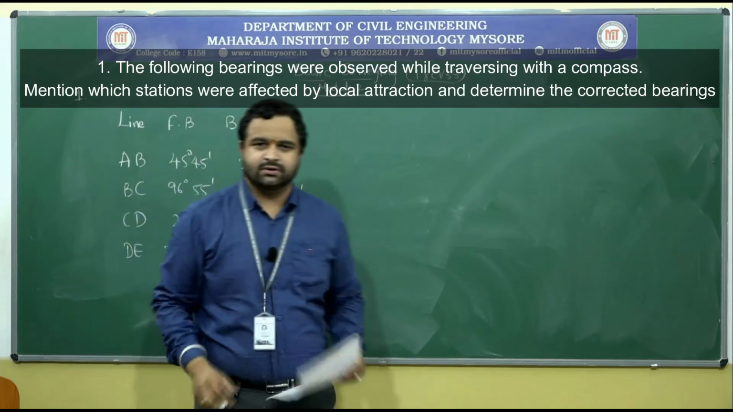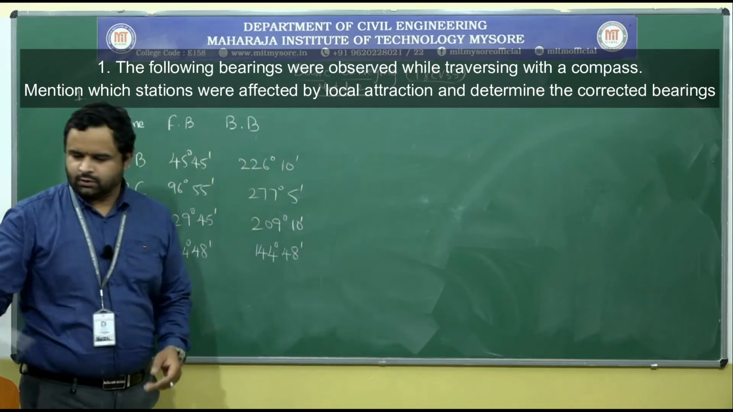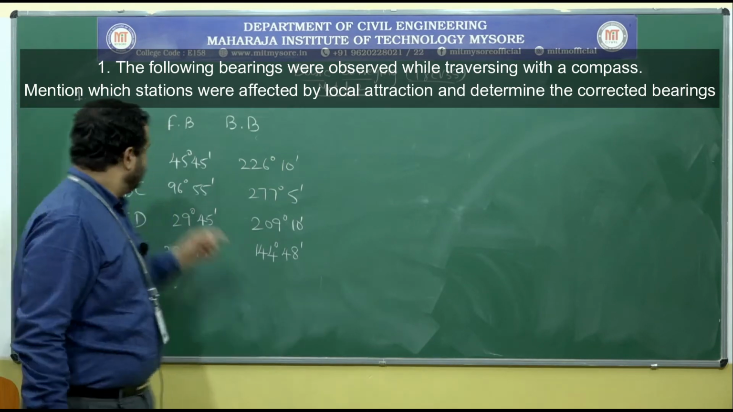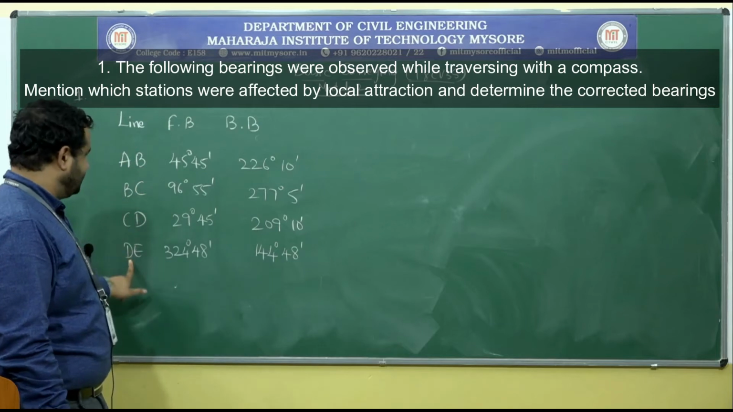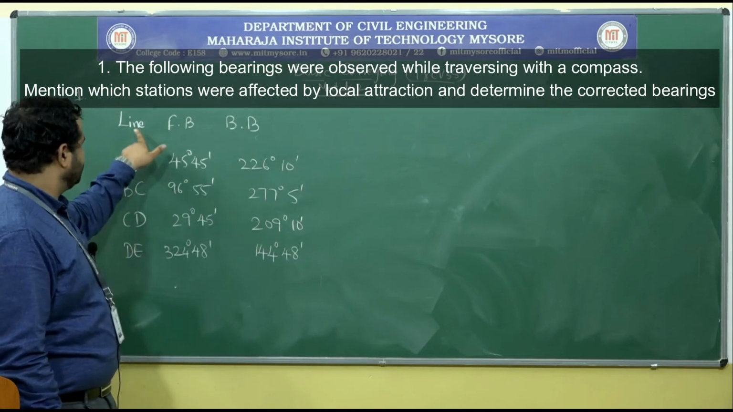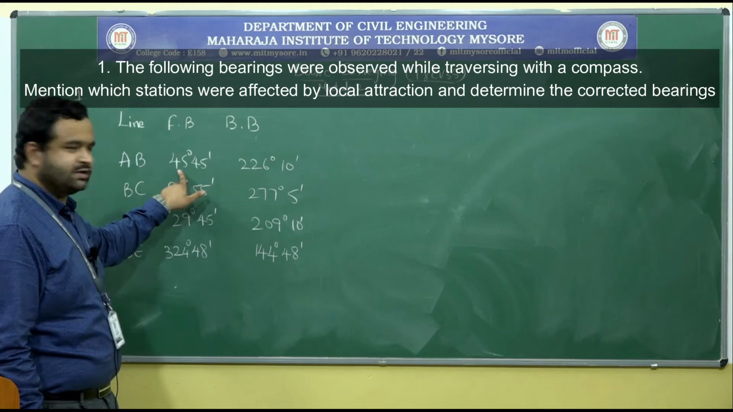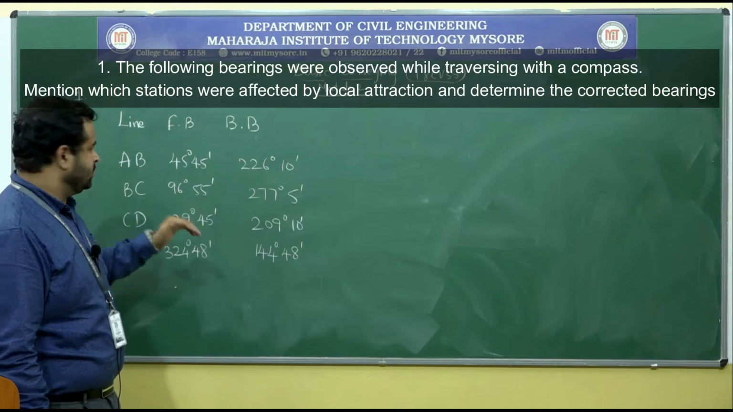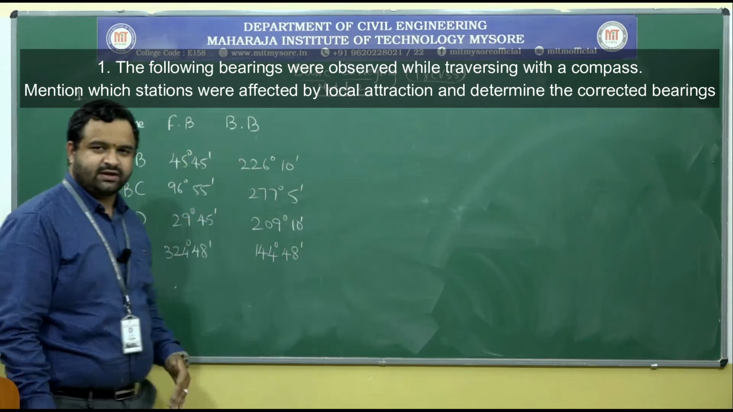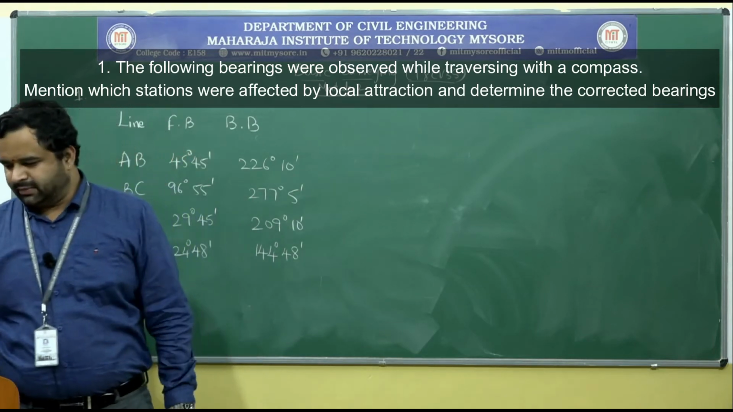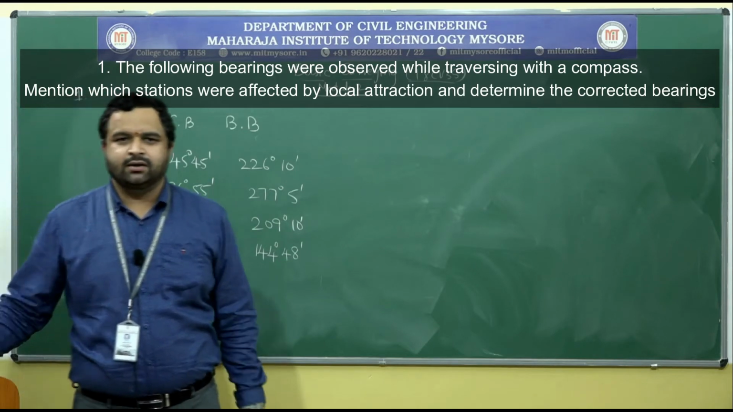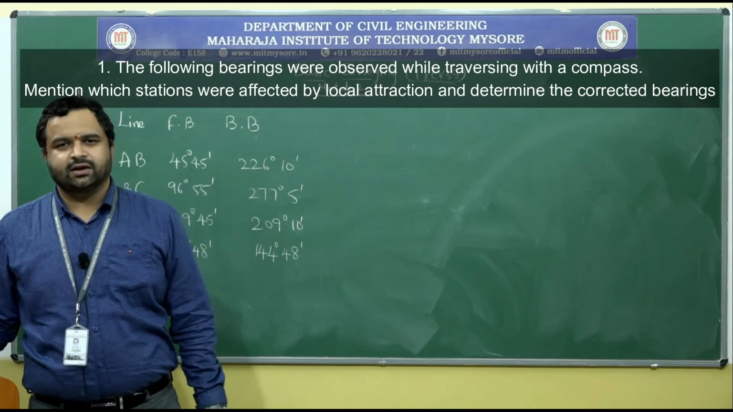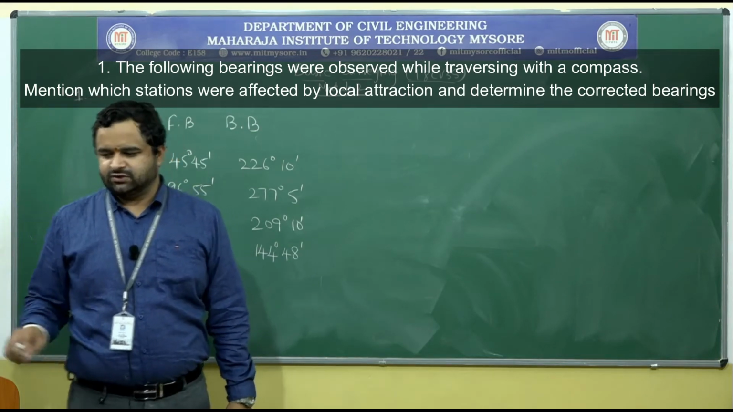So here is the question, it goes like this. The following bearings were observed while traversing with a compass. Lines AB, BC, CD, DE are given. The forebearing of line AB is 45 degrees 45 minutes and the back bearing of line AB is 226 degrees 10 minutes. So these are the forebearings and back bearings of the lines given. Next, mention which stations were affected by local attraction and determine the corrected bearings. So this is the question asked.